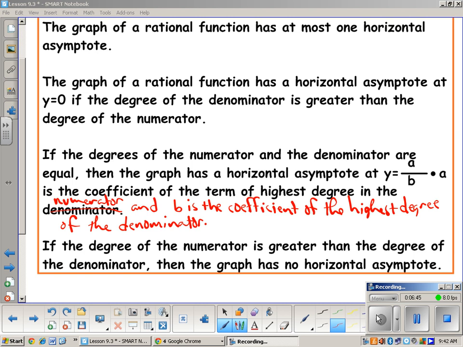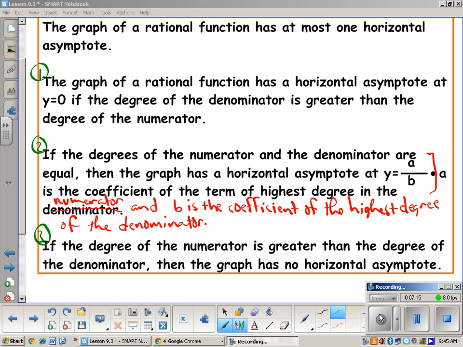Again, this is just a period here ending this statement. A is the coefficient of the term of the highest degree in the numerator, and B is the coefficient of the highest degree term in the denominator. So again, we have 3 scenarios here: 1, 2, and 3.